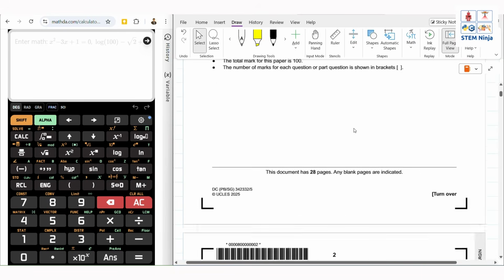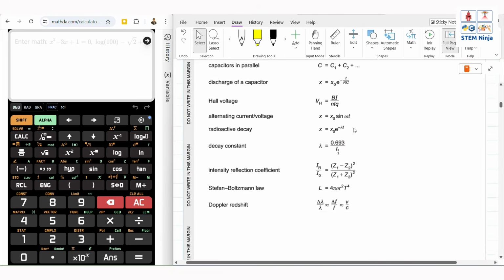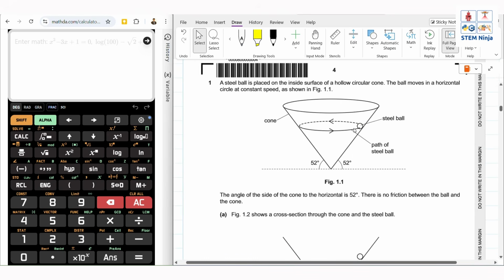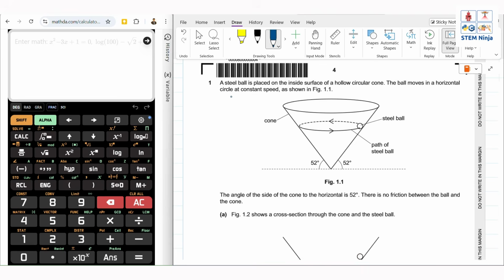All right, so starting with the paper, let's see. A steel ball is placed on the inside surface of a hollow circular cone. The ball moves in a horizontal circle at constant speed. So we can actually see this horizontal circle. The angle of the side of the cone to the horizontal is 52. There is no friction between the ball and the cone. This means that there is no component of friction that's contributing to the centripetal force.